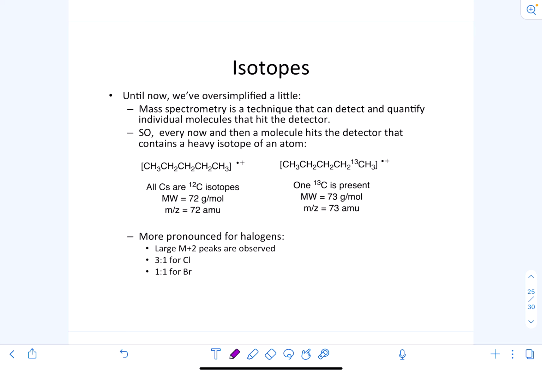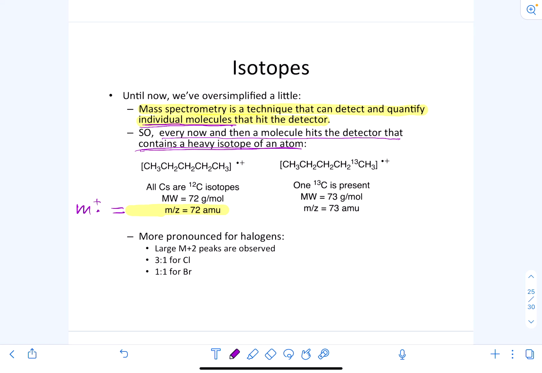And what's unique about mass spectrometry is that every single charged molecule that hits the detector shows up in this experiment. So if we're quantifying individual molecules, every now and then we're going to have a molecule that contains a heavy isotope of a particular atom. When we look at these spectra, we see a mass to charge ratio at 72 AMUs. That's the molecular ion, right? And that corresponds to the molecular weight of this compound.